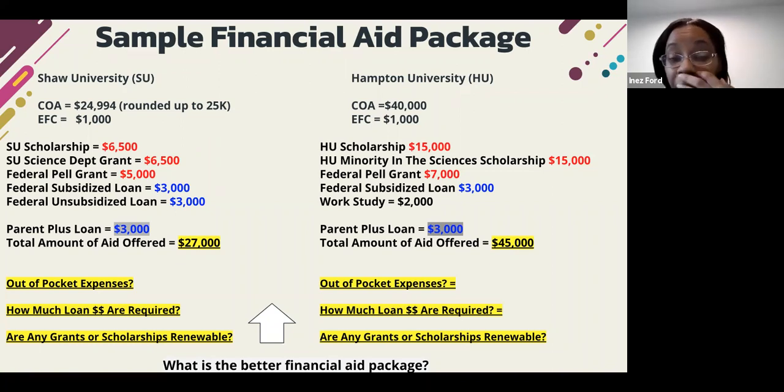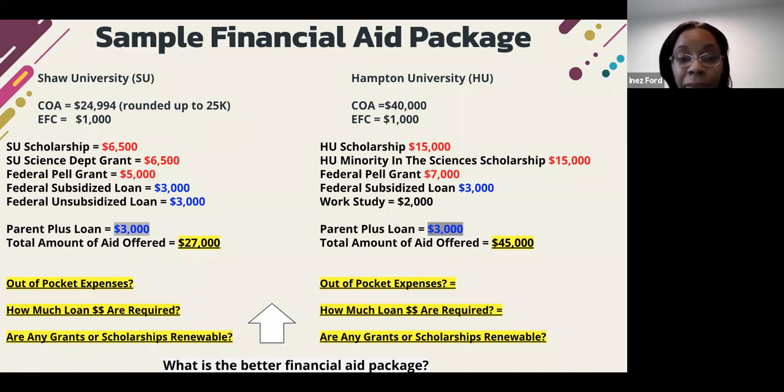They don't have an out of pocket because this adds up to 40, and that's the cost. So for this student to go to Hampton, they don't have to pay anything. They have to take out a $3,000 loan, but they don't have to pay anything. If they go to Shaw University, they've got to take out $6,000 in loans, and they have to pay 1,000. So although Hampton is more expensive, Hampton is the better financial aid package.